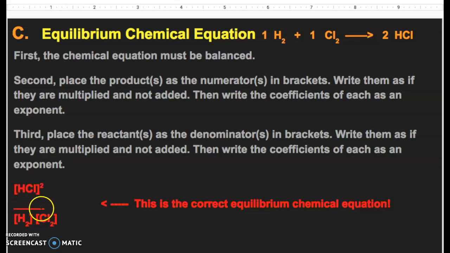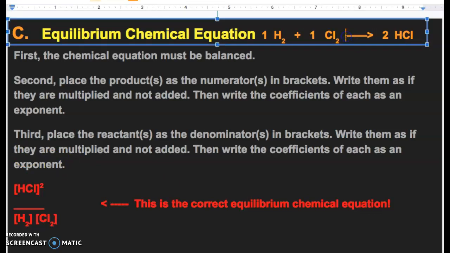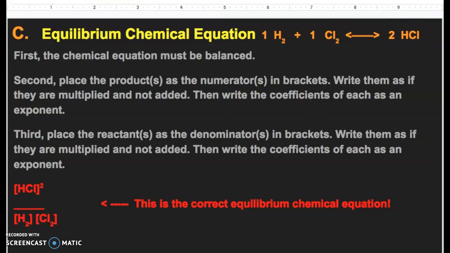Then you put your bar. Then below the bar you put your reactants. You have H2, so bracket H2, close bracket. Second one is bracket Cl2, close bracket. Notice again, I did not put the plus sign there. Please don't put the plus sign there. And they both only have 1, so that makes it easy. So there is the correct equilibrium expression for this. And once again, I forgot to put that. But if it's equilibrium, you're supposed to put this there. Make sure you recognize it. It's not an equilibrium equation unless it has that, okay?